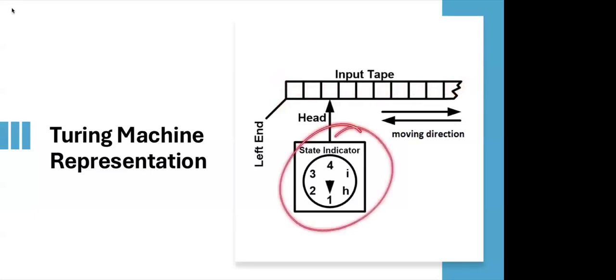We have the state indicator again, and we still have the head tape. And the moving direction can go to the left or to the right. For the right, it's infinity. We can move as many as we want, but to the left, we are limited by the left end.